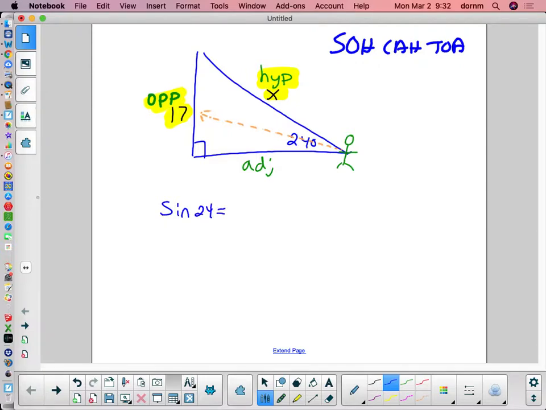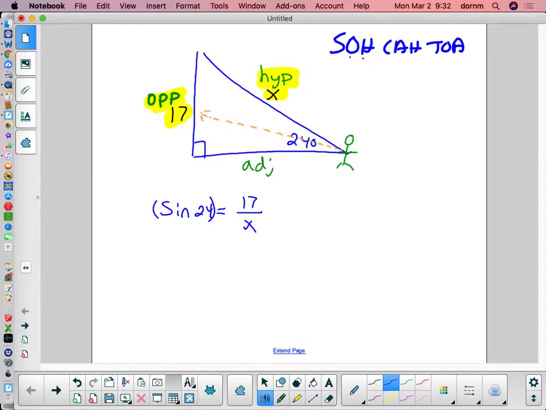Then we set up a ratio of sine, and SOHCAHTOA tells us the order of the ratio, top, bottom. Opposite is on top, x is on bottom. Now we just solve the equation. Now we do the algebra. When the x is on bottom, what do we do?